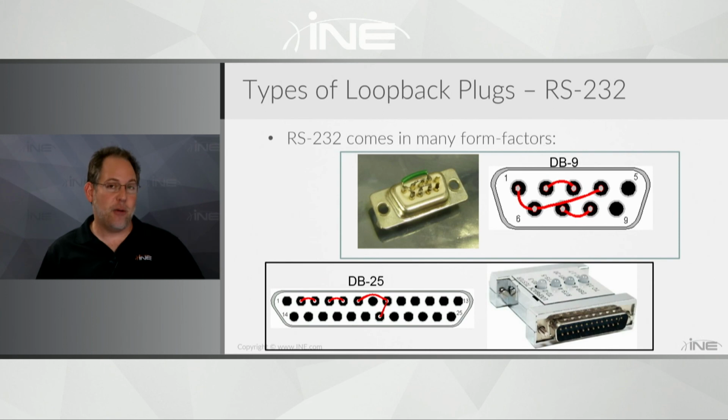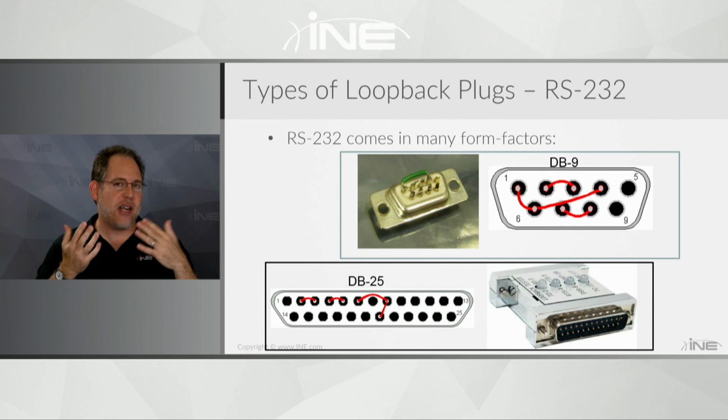And the last type I want to talk about is an RS-232 serial cable loopback. And as we know, RS-232 comes in many different form factors. Here we see a couple of them. We see what the DB9 loopback looks like, and we see what the DB25 loopback looks like.